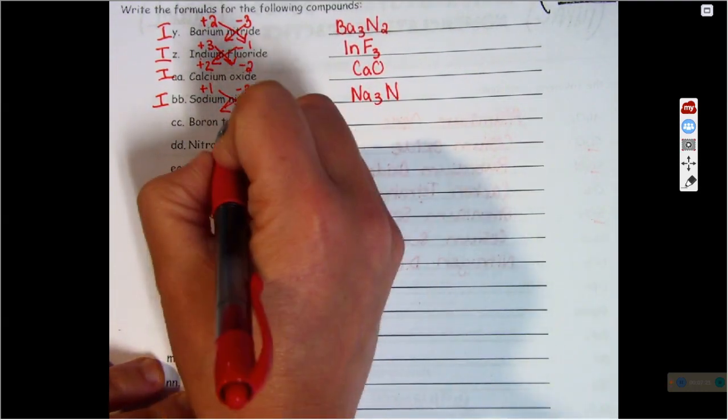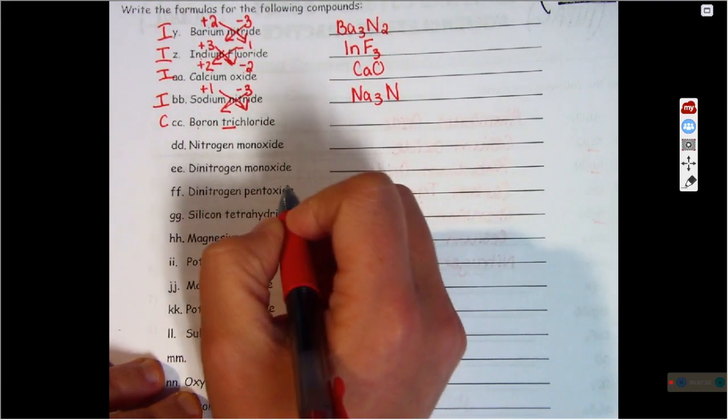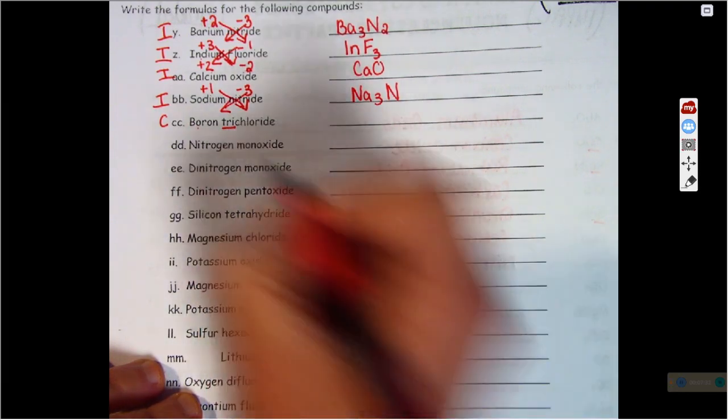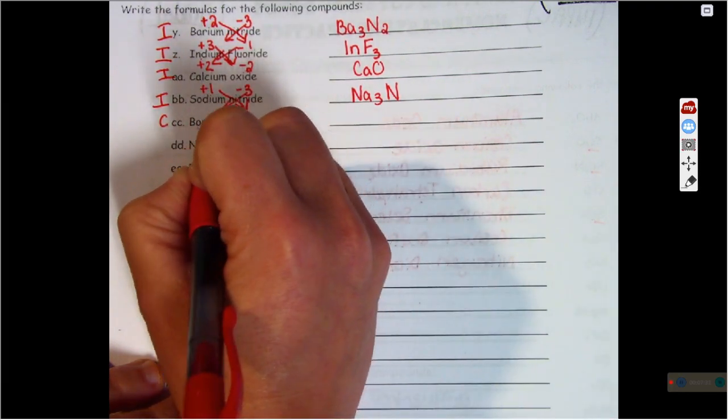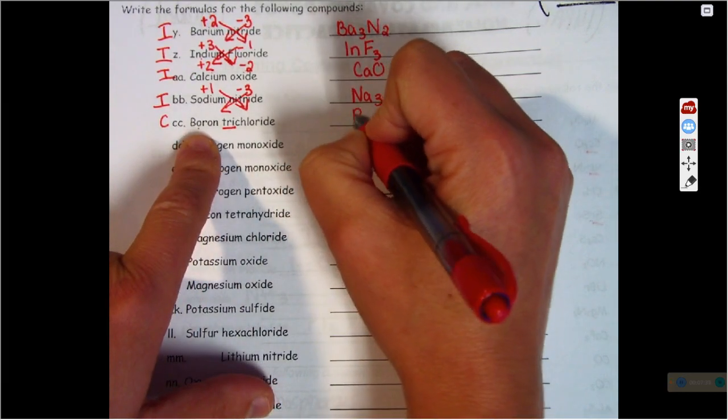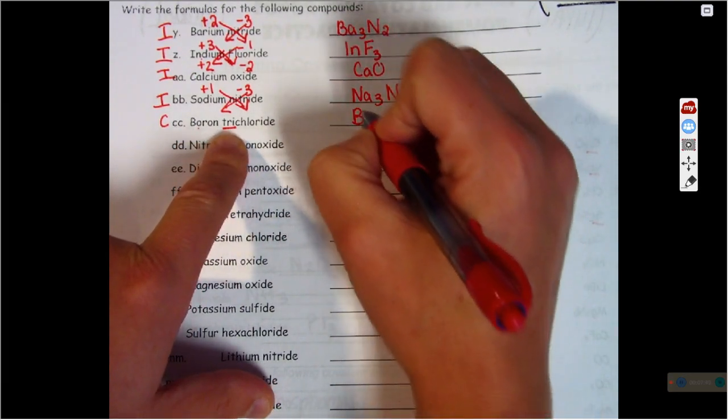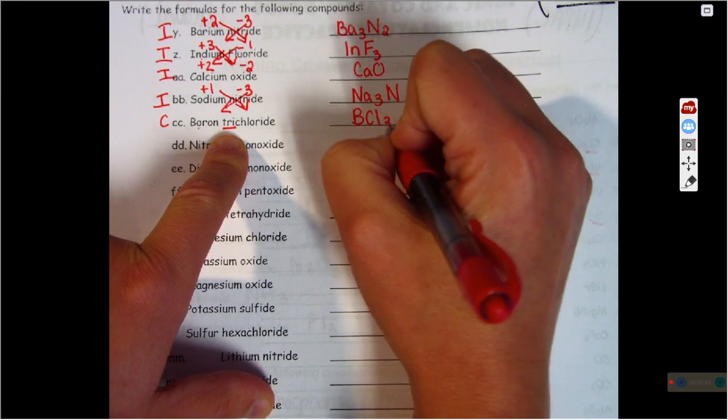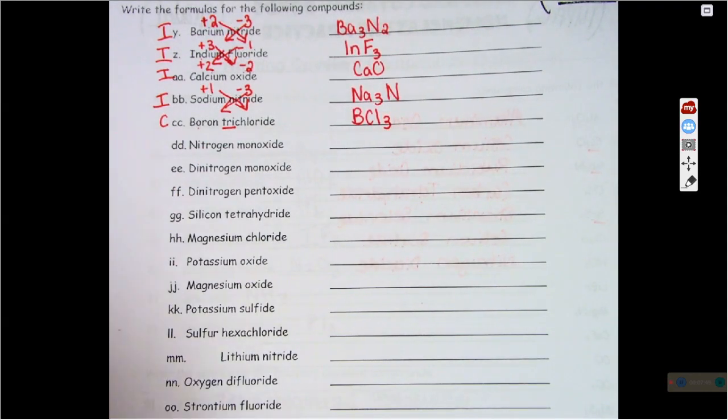Boron trichloride. I see my prefix. I see a metalloid. This is covalent. I don't see a metal. So instead of doing anything with charges, remember with a covalent bond, all we do is use the prefixes. No prefix here, only 1. Tri means I have 3 chlorines. So these are very simple when they're covalent.